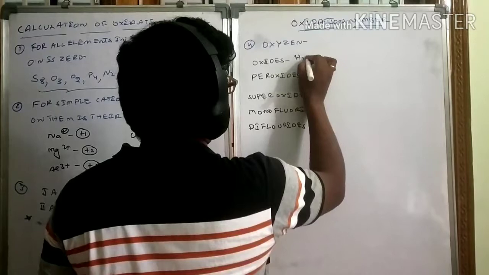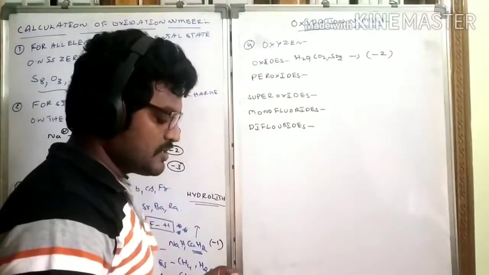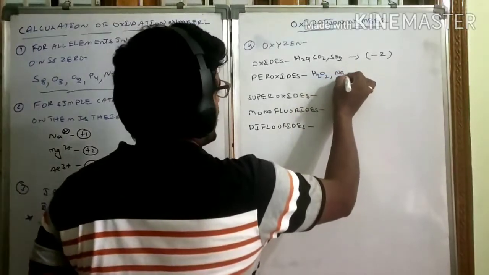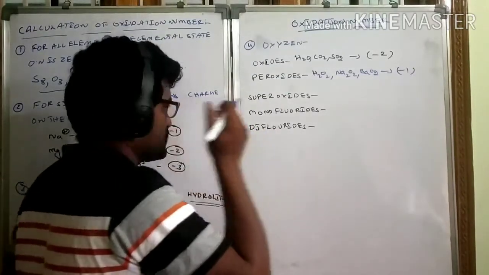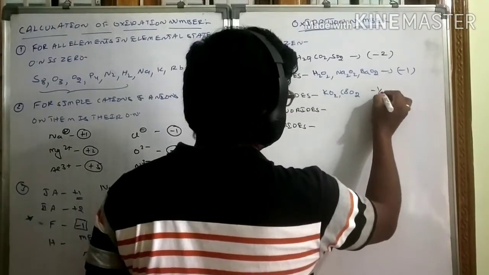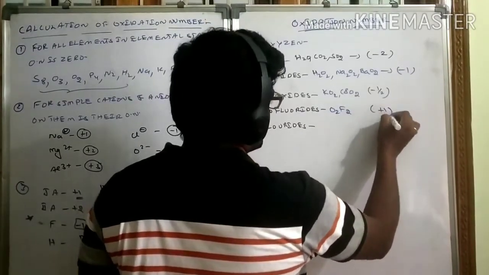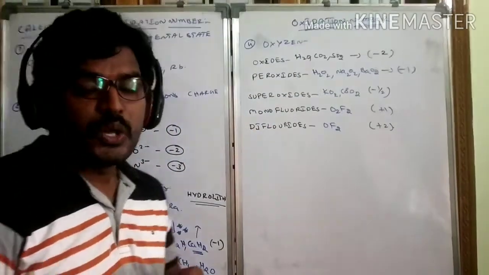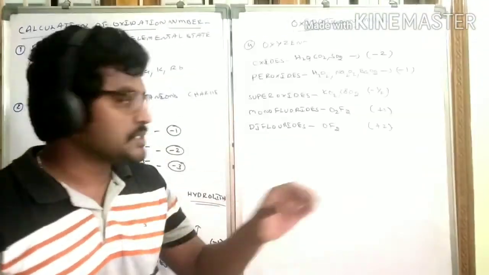See, oxides are like H2O, CO2 and SO2. Any oxide you take will show the -2 oxidation state. Peroxides are H2O2, Na2O2, BaO2. In all of them, it shows the -1 oxidation state. In superoxides, KO2 and CsO2, it will show the -1/2 oxidation state. In monofluorides, O2F2, it will show the +1 oxidation state. In oxygen difluoride, it will show the +2 oxidation state. Like this, in different compounds, it will show different oxidation states.